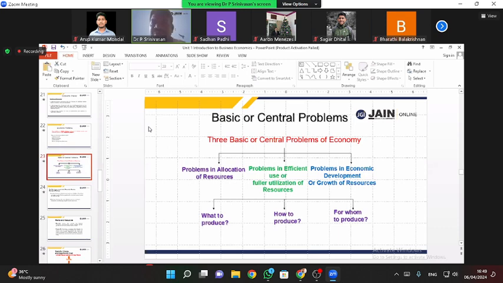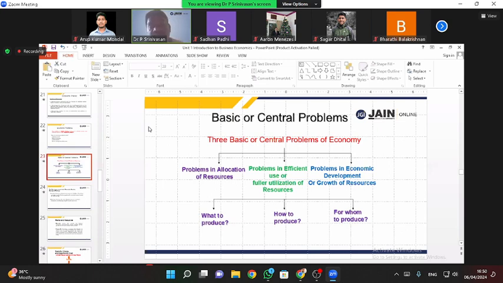I just want to bring up the basic, central problems of every economy. So what are the central problems of the economy? You can see problems in allocation of resources. When you're dealing with resources, there is a problem in allocation of the resources that you have.